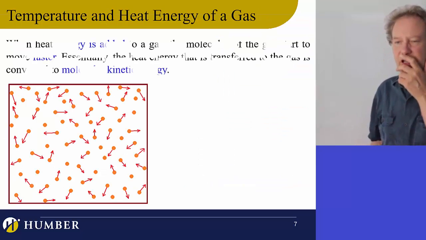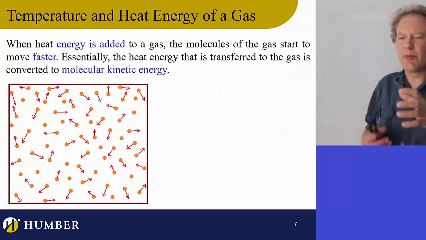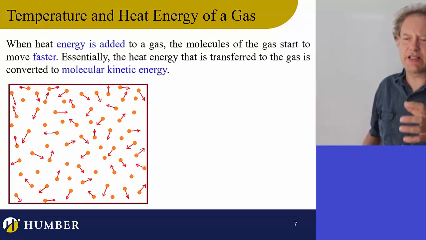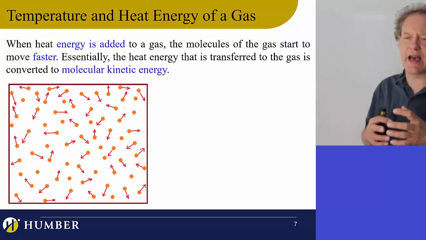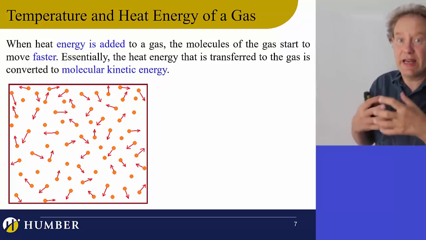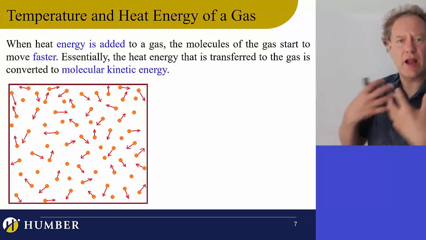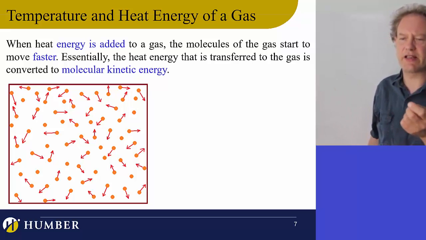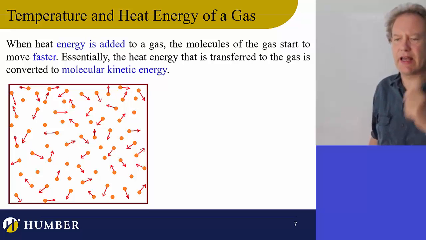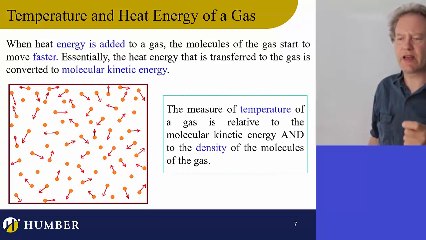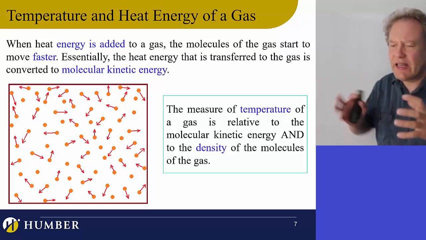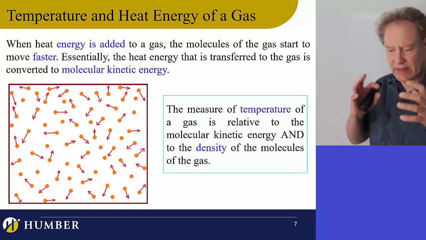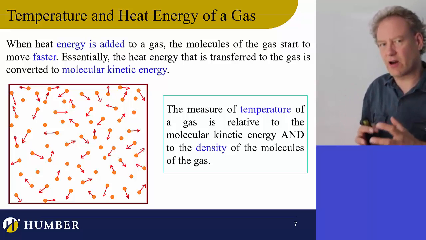Let's just continue with an example here. A little bit about what heat energy really is. So when heat energy is added to a gas, the molecules of that gas start to move faster. So they have more kinetic energy, more molecular energy in their motion. Essentially, heat energy is a transfer converted to molecular kinetic energy. So the measure of the temperature of a gas is related to the molecular kinetic energy and the density of the molecules. Remember that heat and temperature are different concepts.